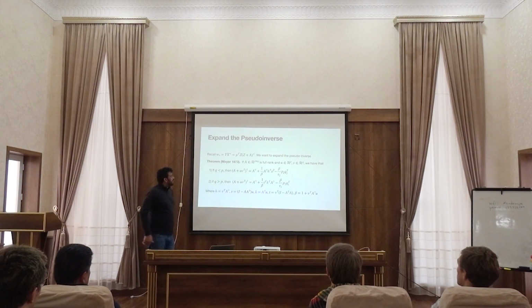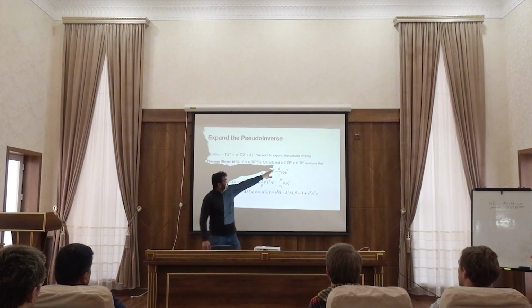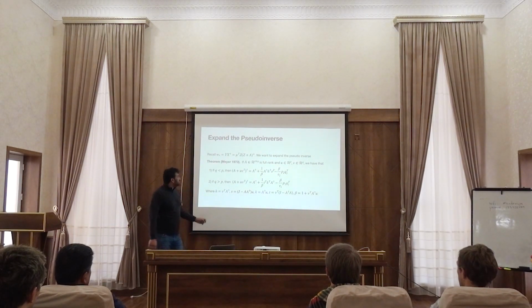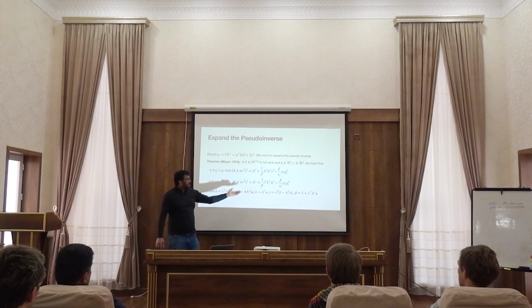And this is where this nice theorem by Meyer from 1973 comes into play. What it basically says is, if you have a full rank matrix A, and you have any vectors U in R^P and V in R^Q, then you can expand this pseudo-inverse into something simpler. It might look more complicated, but believe me, simpler.